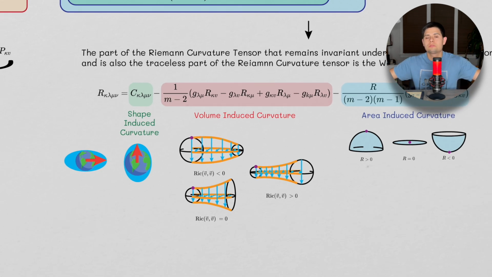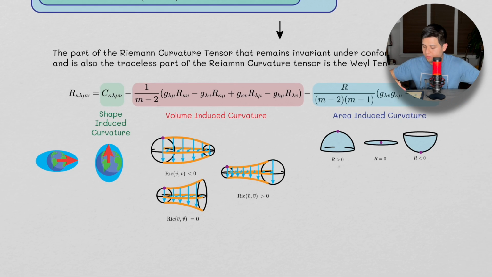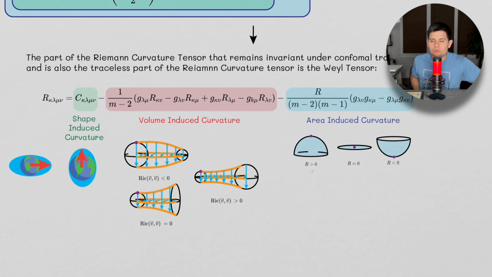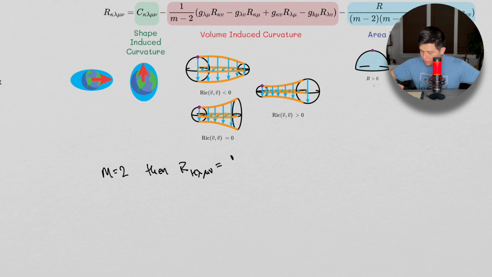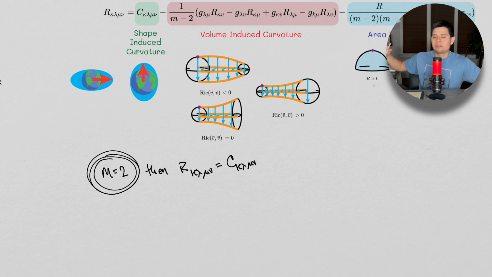So what's going on here? We're seeing that if m equals 2, something quite interesting happens. If m equals 2, this goes away, and this goes away. So if m equals 2, then R kappa lambda mu nu equals C kappa lambda mu nu. So m equals 2 is a very, very interesting thing, and I'll end on this.